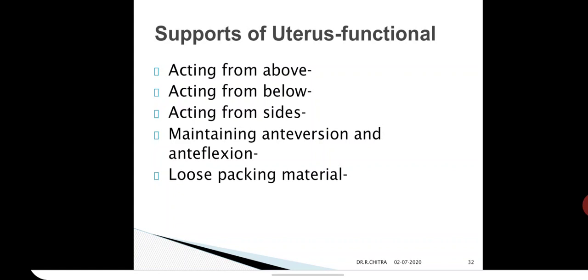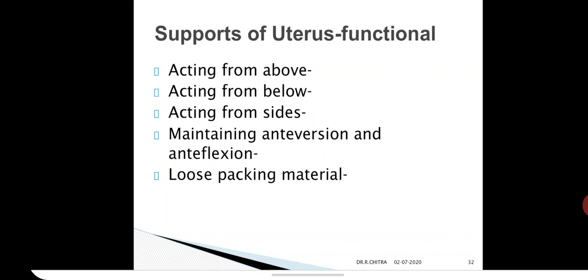Maintaining anteversion and anteflexion are the round ligaments, uterosacral ligaments, and pubocervical ligaments, which maintain the normal angulation. As long as the uterus remains anteverted, the chance of prolapse is less.